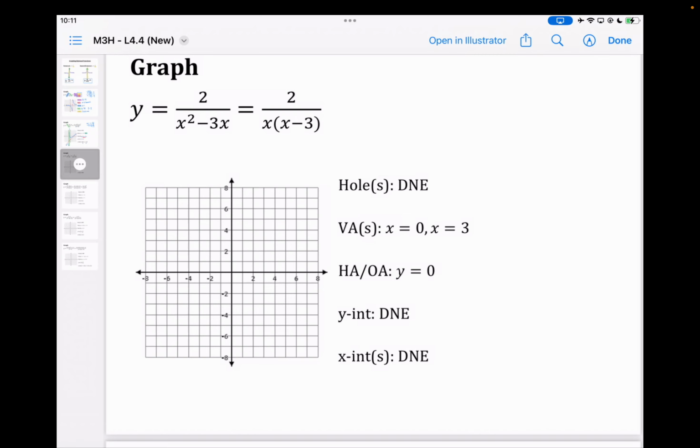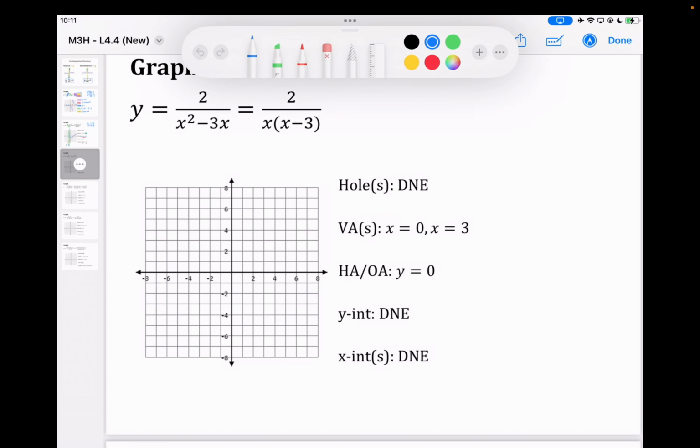Okay, let's go ahead and do a few more. Once again, I already found the information. Just as a quick refresher, a review, notice how we don't have an x-intercept at all. Remember, that's because in the numerator there's no x, so 2 can't ever equal 0, so therefore there's no x-intercept.